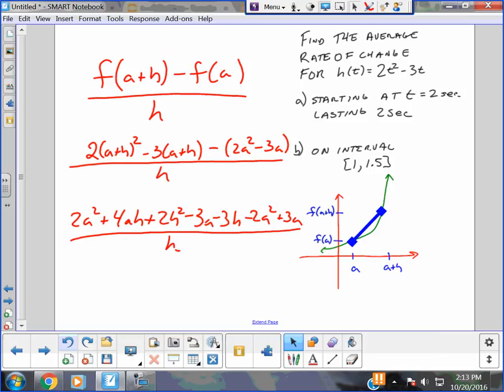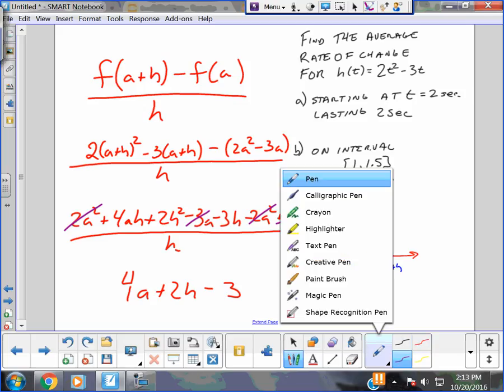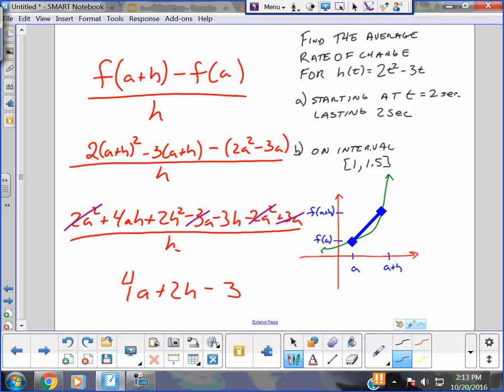All right, here we go. And now I check it, because I know everything without an h should go bye-bye, and guess what? Everything without an h went bye-bye. But now I'm left with, when I factor the h out of the 3 terms that remain, I have 4a plus 2h minus 3. Everybody, this is a secant line. The 2h doesn't disappear. All right. So, that's the other side.